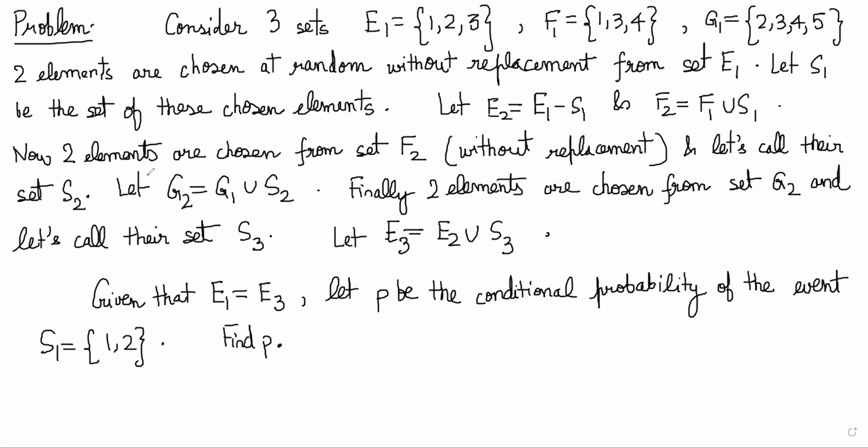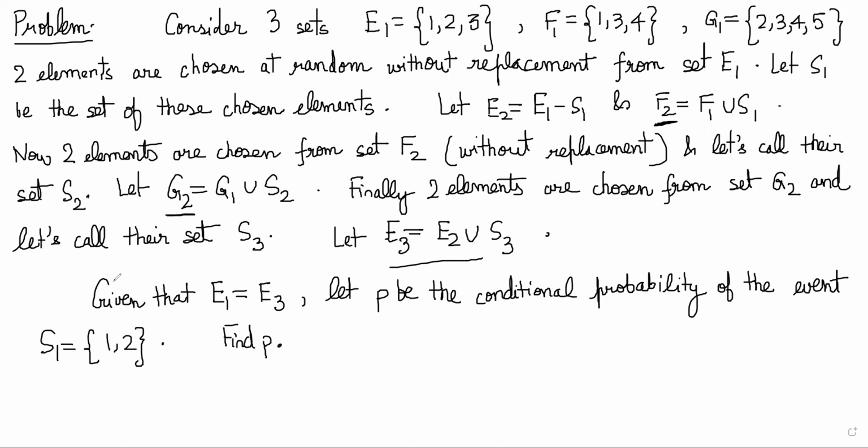Now the second step is two elements are now chosen from the set F2, which we just now made here, without replacement and at random, right? And let's call that set S2. Again, you are defining a new set. G2 is G1 union S2. And then finally, again, two elements are chosen from G2, this new set. And we are calling it S3. And we are saying E3 is equal to E2 union S3, right?